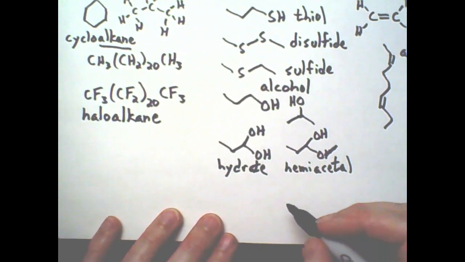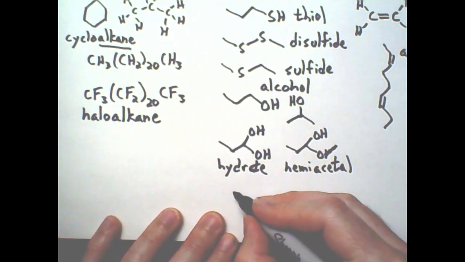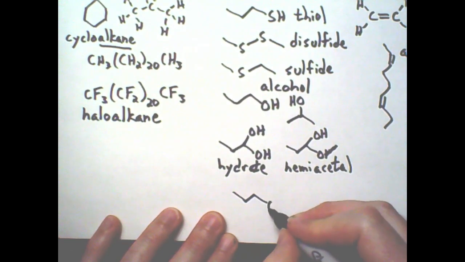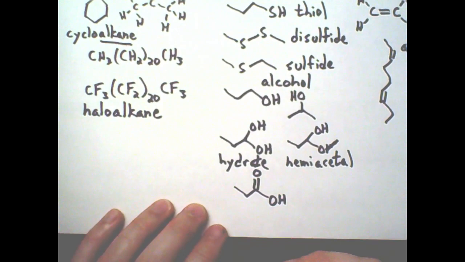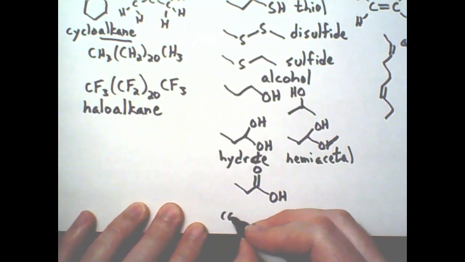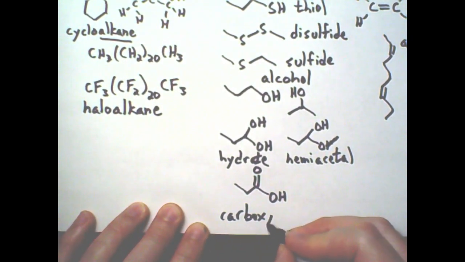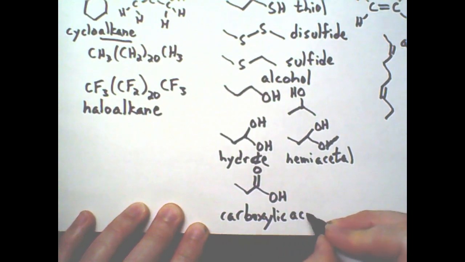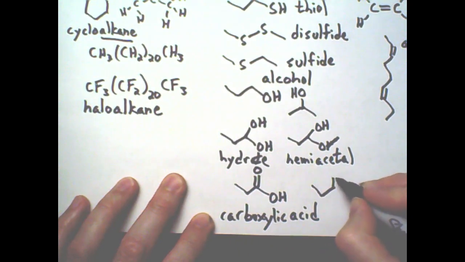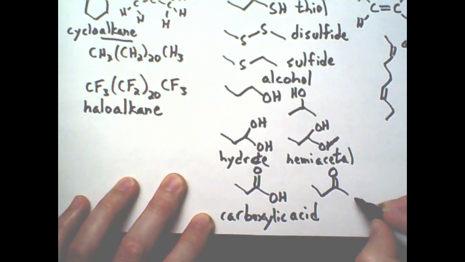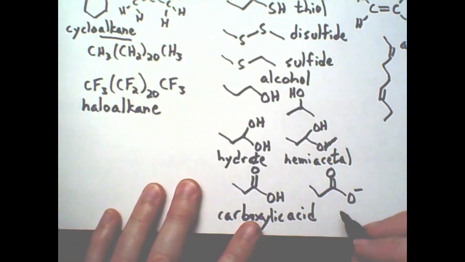But one that you're learning now is still different yet. This is a carboxylic acid. And as an acid, it can lose its H+. If you take off an H+, you leave behind an electron, an O-, and this is a carboxylate.